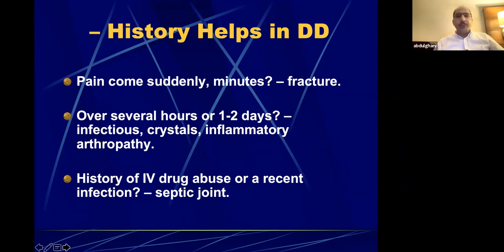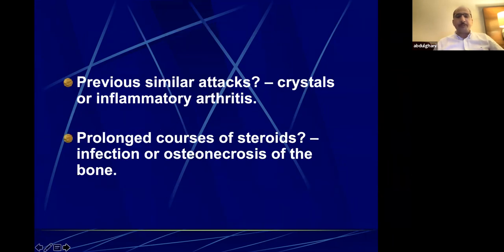History will obviously help us differentiate septic arthritis from other conditions. Pain comes suddenly, within minutes, after a fracture when there is significant trauma. Over several hours, or maybe one to two days, it is in the case of infection, crystal arthropathy, or inflammatory arthropathy. There may be a history of IV drug abuse or recent infection, and the likely diagnosis is septic arthritis unless proved otherwise.